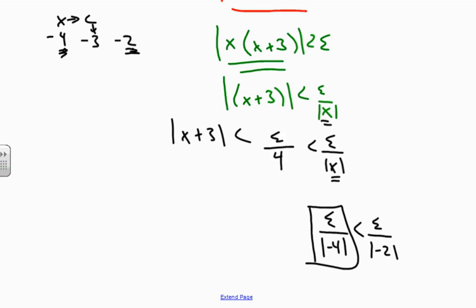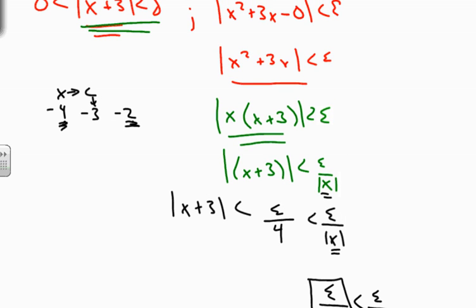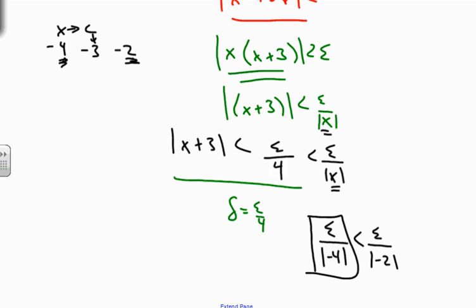Now, we have found our delta. Because we got these two equal each other, delta then is going to equal epsilon divided by 4. So now, as we go through, if you wanted to continue to prove this, we can now write this out: epsilon divided by 4, which is less than x plus 3.